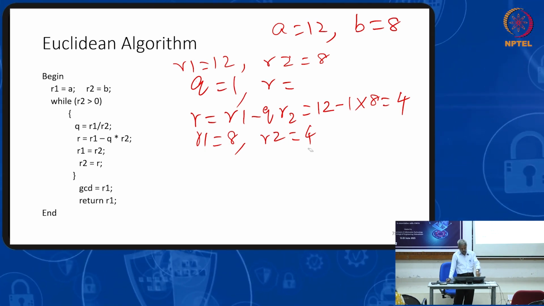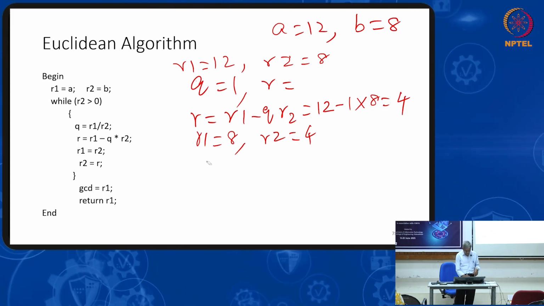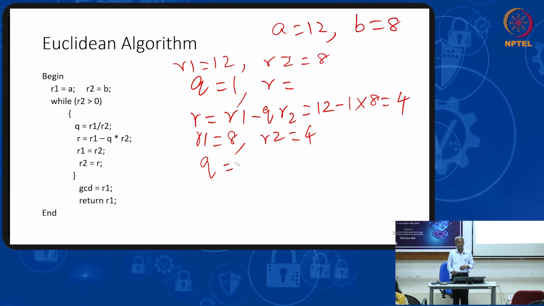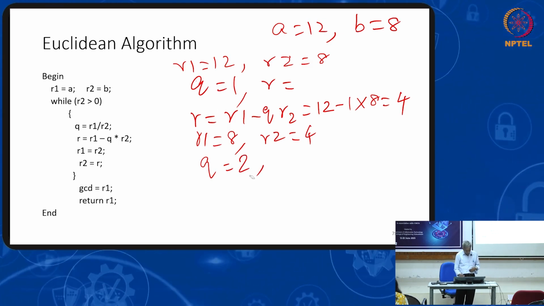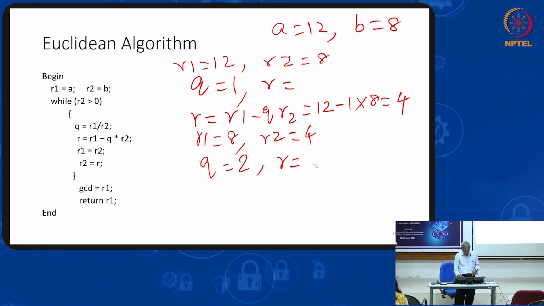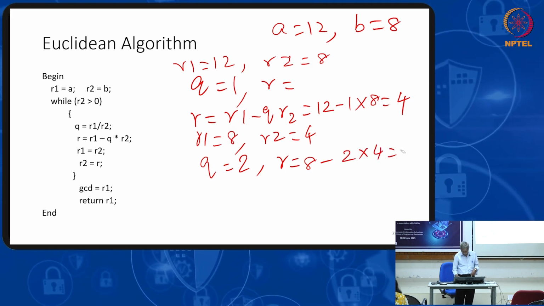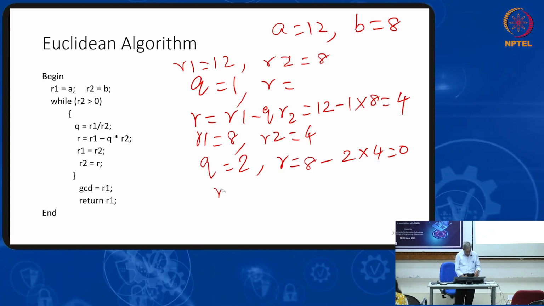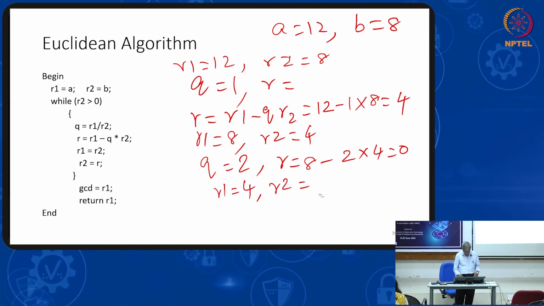Now you check: while R2 is greater than 0. Is R2 greater than 0? Yes. So Q equals R1 divided by R2. How much will come? 2. R equals R1 minus Q R2, that is 8 minus 2 into 4, which is 0. R1 equals R2, which is 4. R2 equals 0.